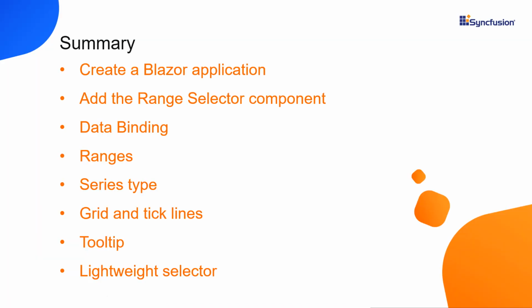In this video, I have shown you how to create a Blazor WebAssembly application, add a range selector component to it, and then configure a few of its basic features. You can download this working example from the GitHub link in the description below.